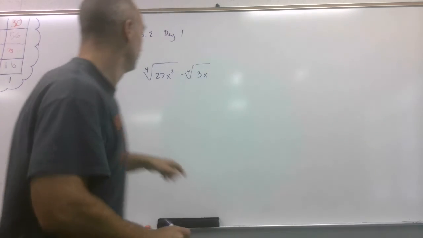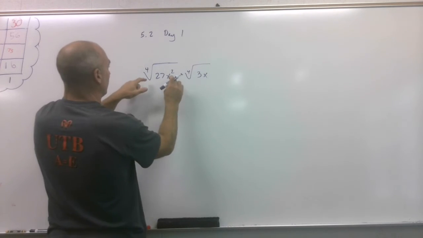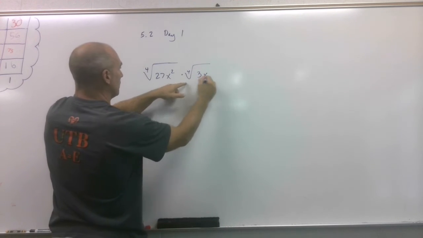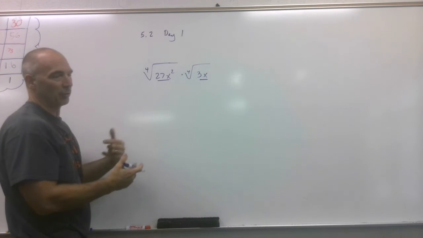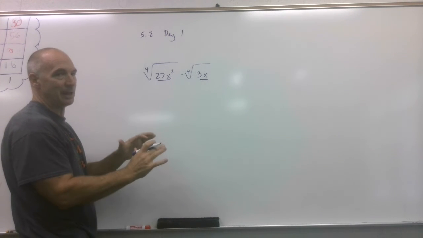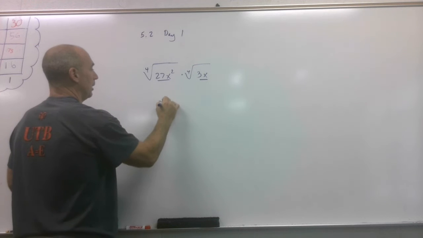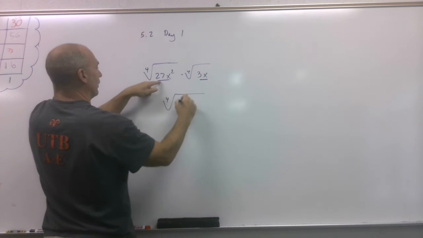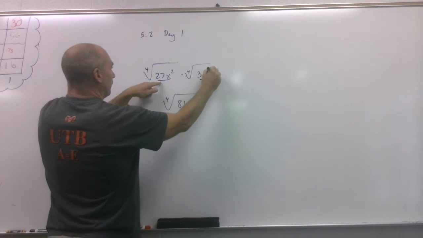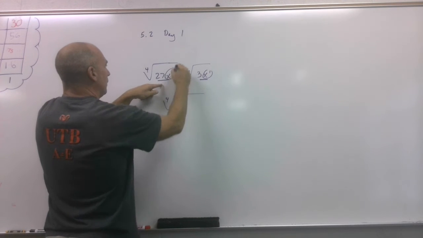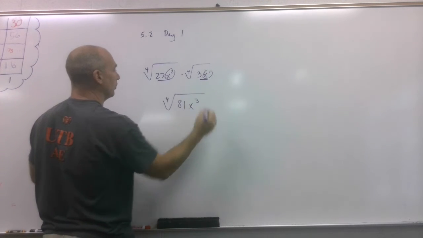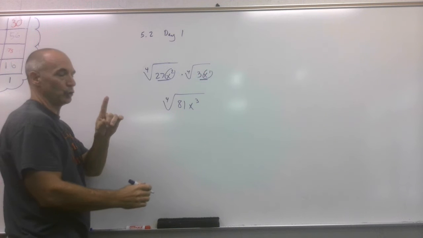Here we go. All right. Hey, we've got the fourth root, fourth root. You know what that means? You can multiply those together. These are way easier than those ones that have denominators. So we're going to multiply that all together. 27 times 3 is 81. There's an invisible 1 there, so I add the exponents, and I get x cubed. I'm done. No, no, no, no.